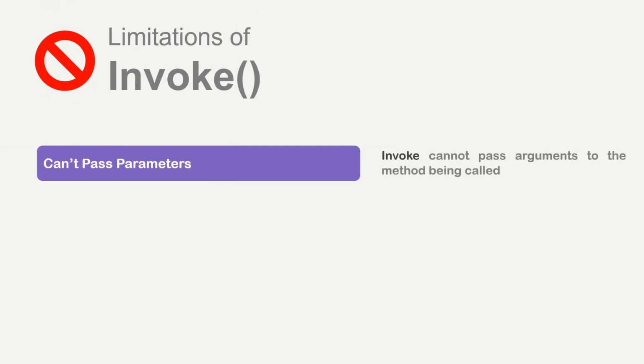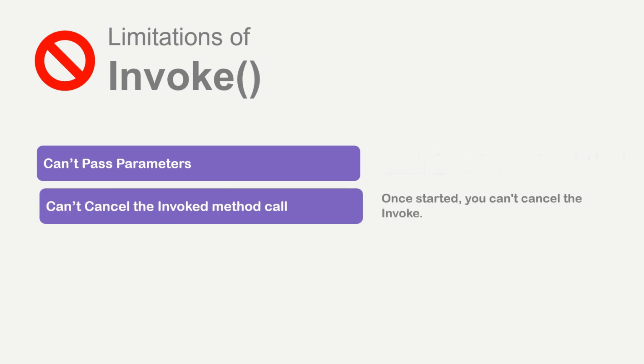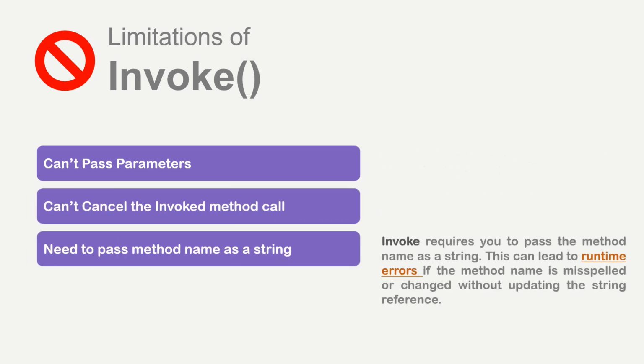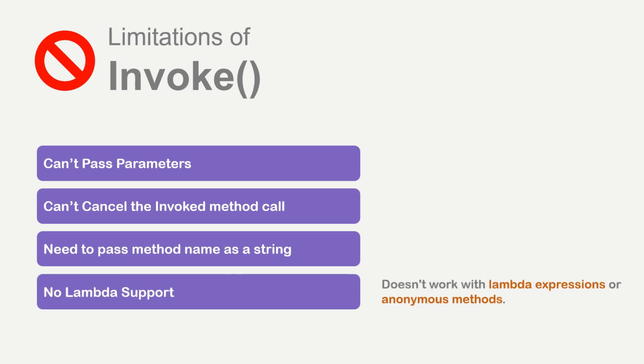Invoke cannot pass arguments to the method being called. Once started, you can't cancel the invoke. Invoke requires you to pass the method name as a string. This can lead to runtime errors if the method name is misspelled or changed without updating the string reference. Invoke doesn't work with lambda expressions or anonymous methods.